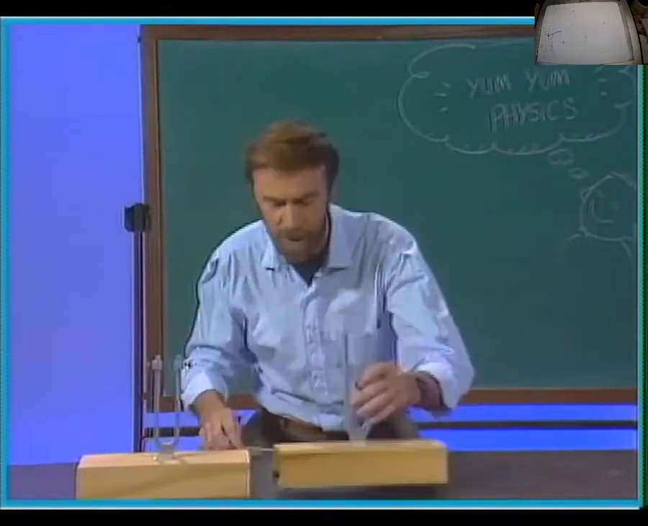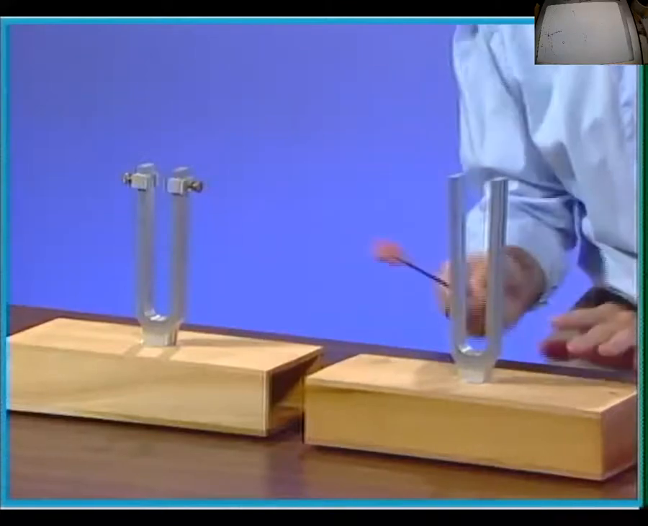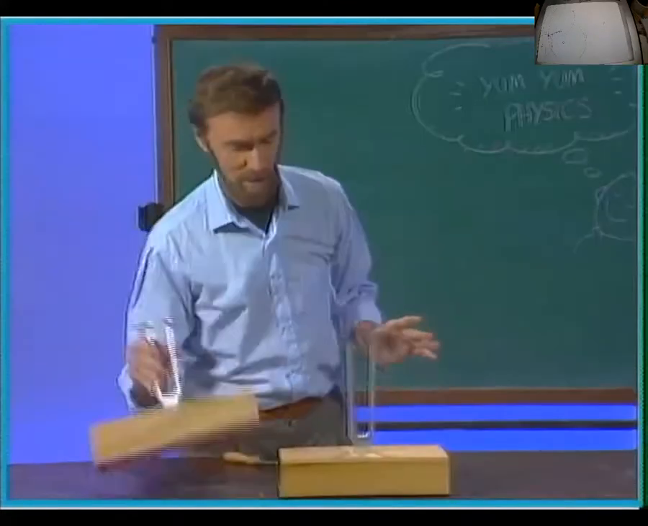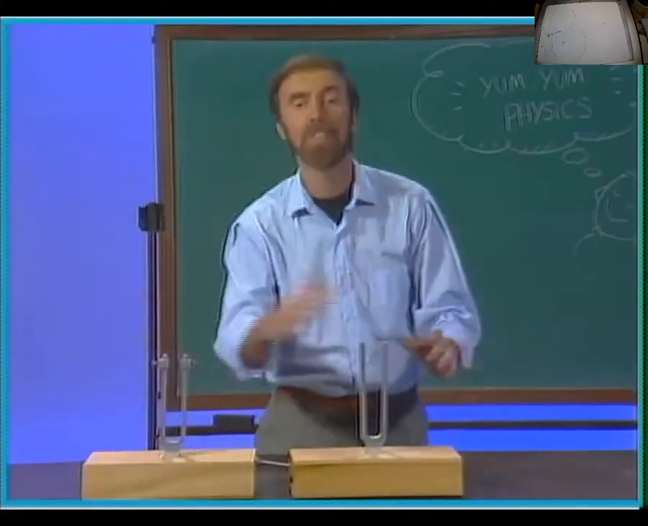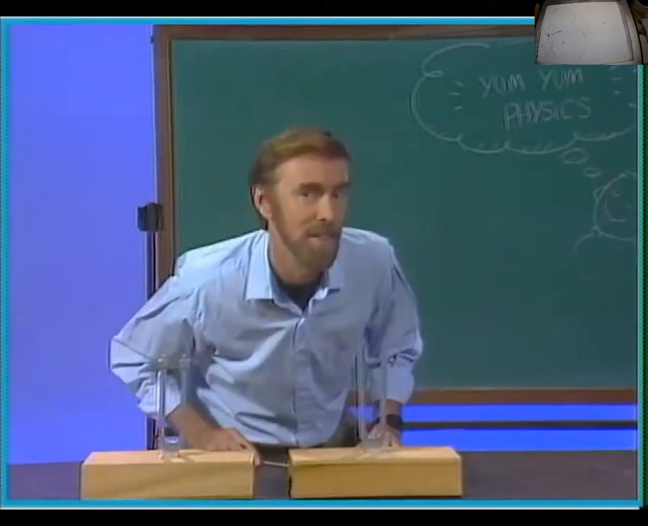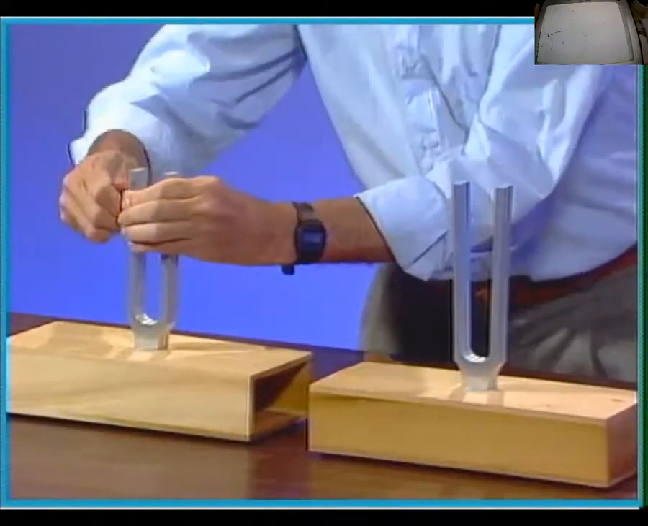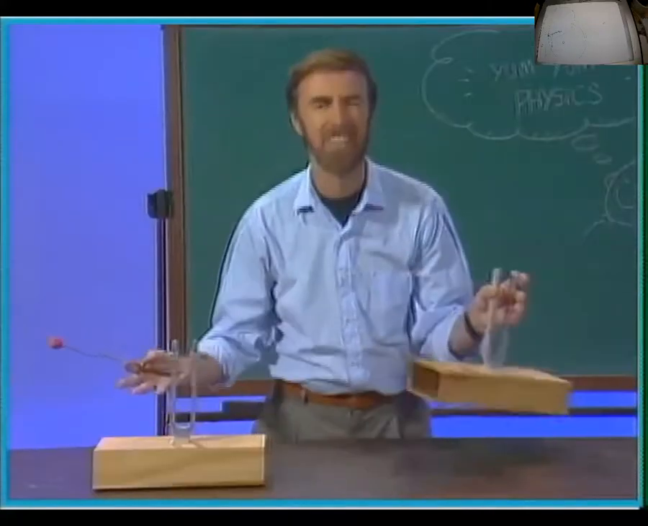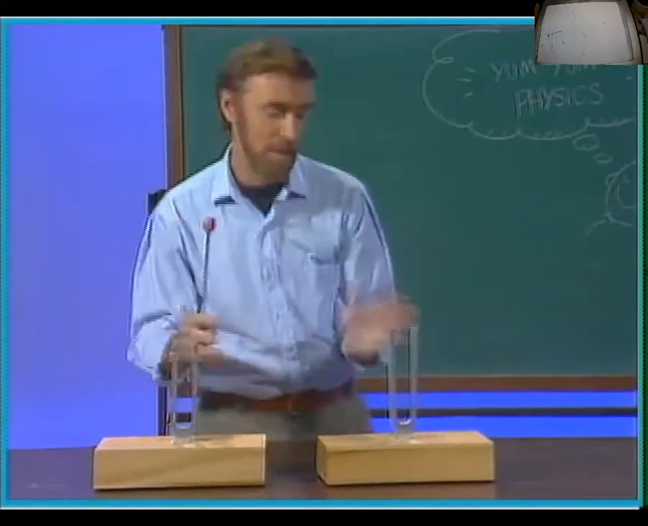If you have a fork of the same frequency, watch, listen to me. Strike this one and this one vibrates. As long as the frequencies are matched, I can get the vibrations to cascade back. It's called resonance. What happens if this fork has a different frequency? Let's try now. Nothing. I have to have this frequency the same as this to pick up the vibrations from here.